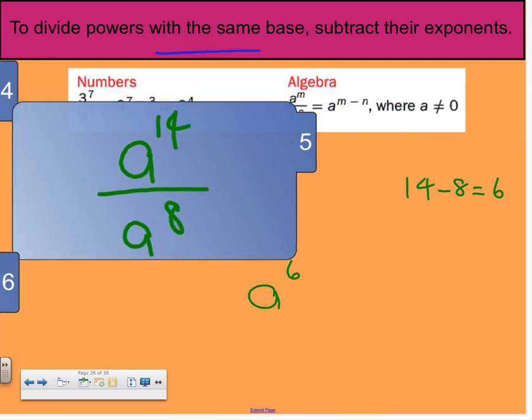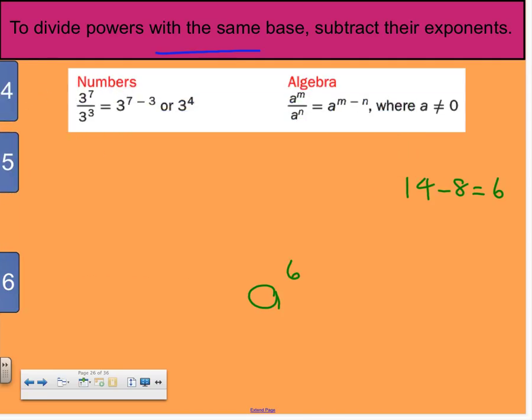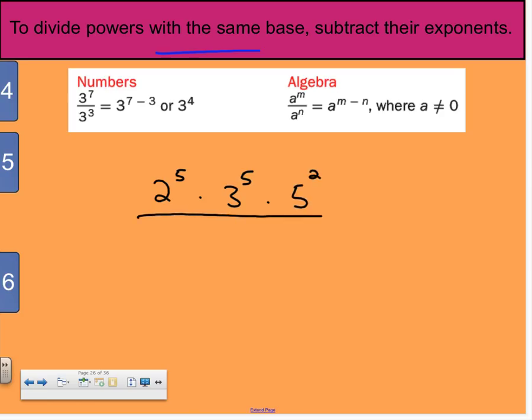All right, so far, whether we have integers or numbers, or whether we have variables, the rule applies. If I am dividing the bases, I subtract the exponents. One more example. Example number 6. I have 2 to the 5th power times 3 to the 5th power times 5 to the 2nd power. All of that is over 2 to the 2nd times 3 to the 4th times 5.